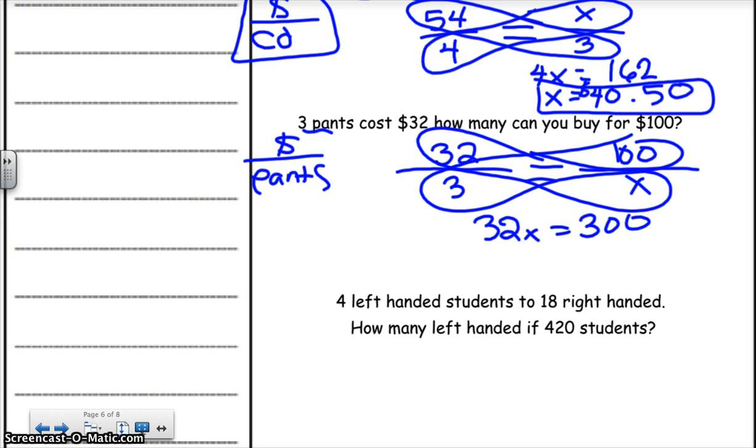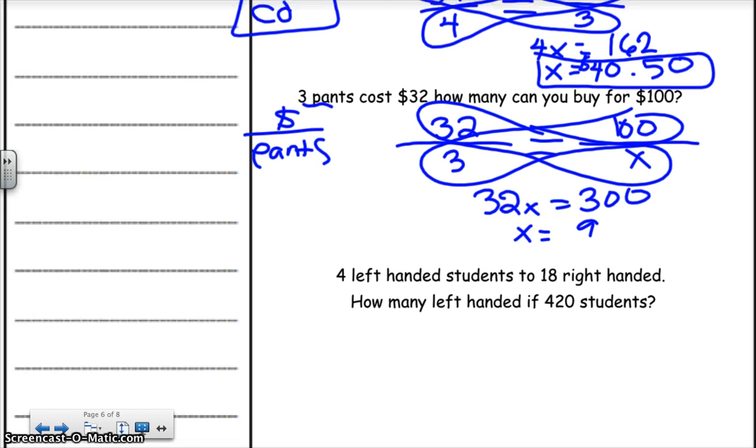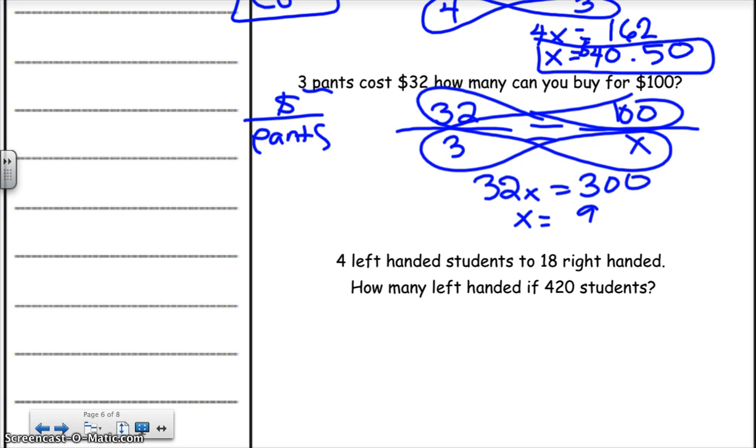Somebody tell me, I don't know where my calculator is. $9.38. $9.38? No. Now we're talking about pants, not money. So can we buy 0.38 pairs of pants? Yes or no? No. So I can only buy 9 pairs of pants. I have a little money left over. Maybe I can run to Starbucks or Canada. So I say I can buy 9 pairs of pants. It's 9.38, but real life says you can't buy that much.